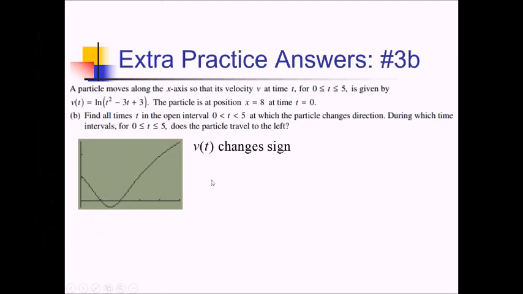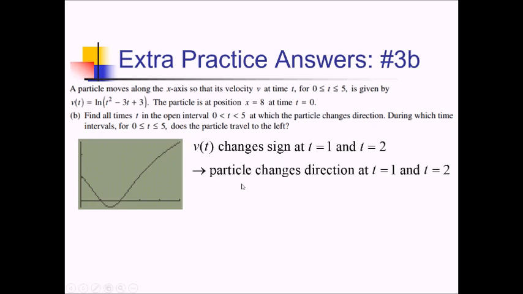So there was what I just graphed out, and we see that v of t changes sign at times 1 and 2. So those are the times, therefore, that our particle is changing direction, at times 1 and 2. Now we also wanted to know when the particle is traveling to the left. So that's going to be where the velocity is negative, less than 0. We see that our velocity is less than 0 just on this one interval here between 1 and 2. So therefore, the particle is traveling left on the interval from time 1 to time 2.